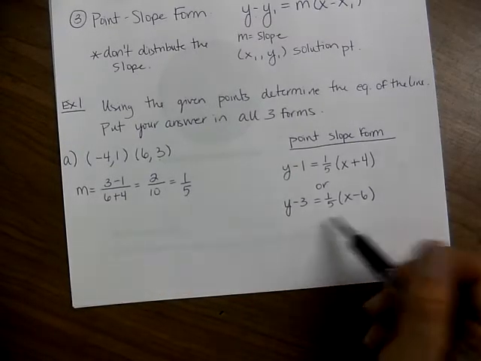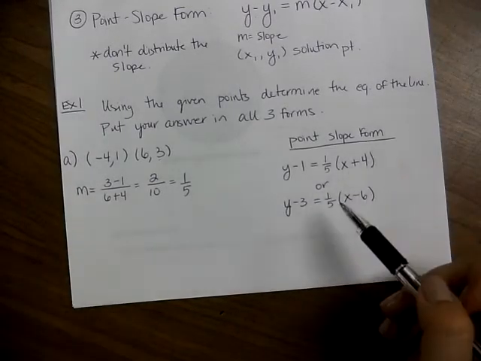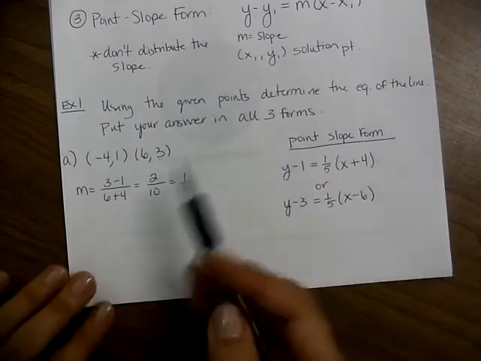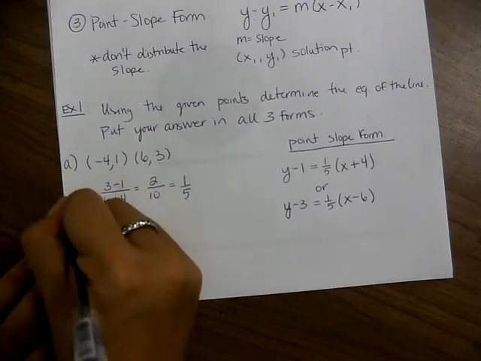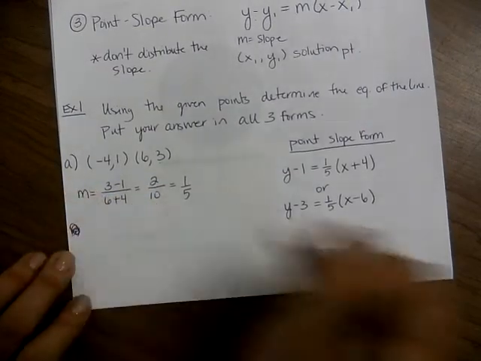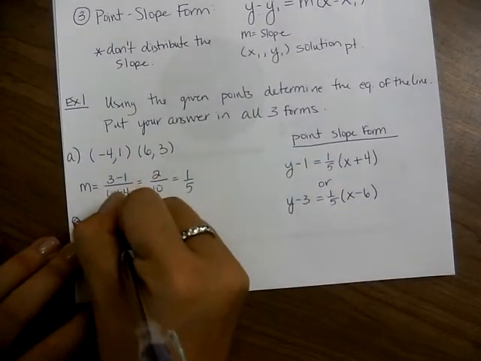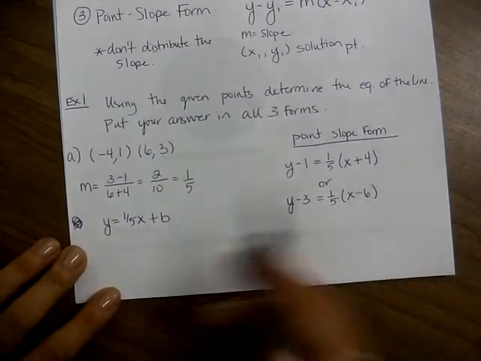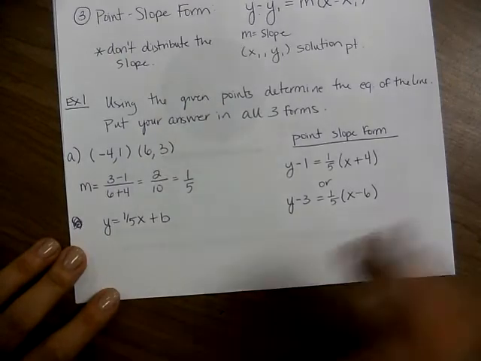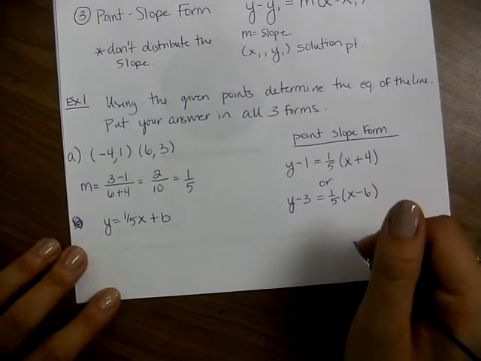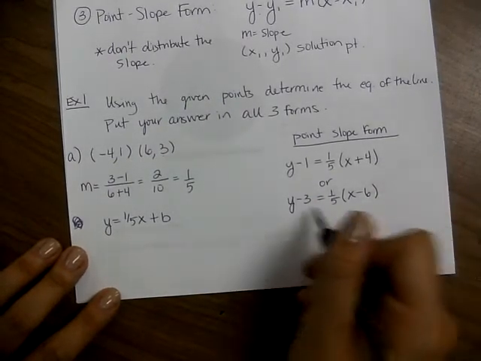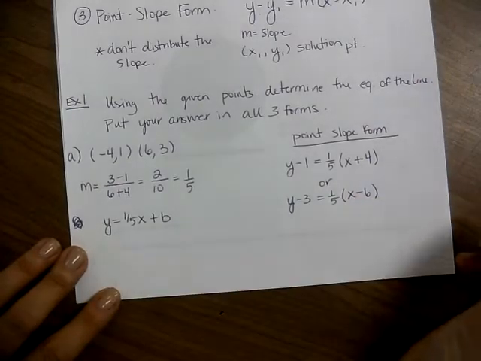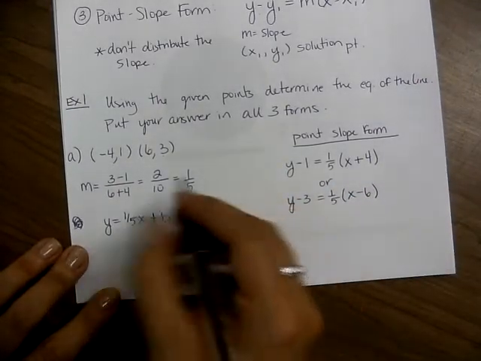I can either manipulate this and put it into slope-intercept form, or I can do probably what you've done many times, which is take the slope, y equals 1/5 x plus b, and then solve for b. So choose one of those points to substitute and then solve. It's up to you which way you do it. You can manipulate this or you can work with this. We'll just do this since I already have it set up.